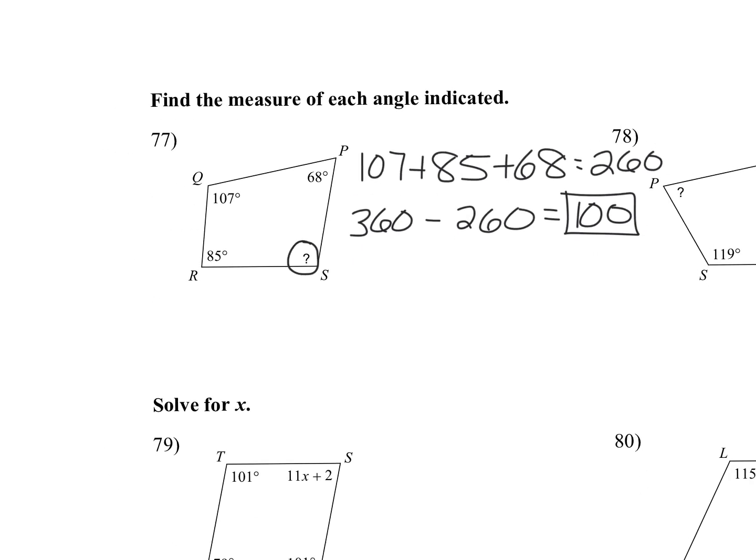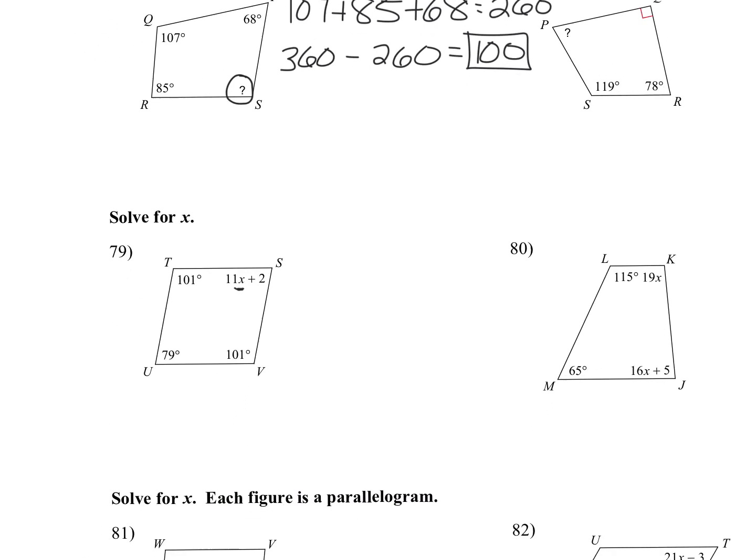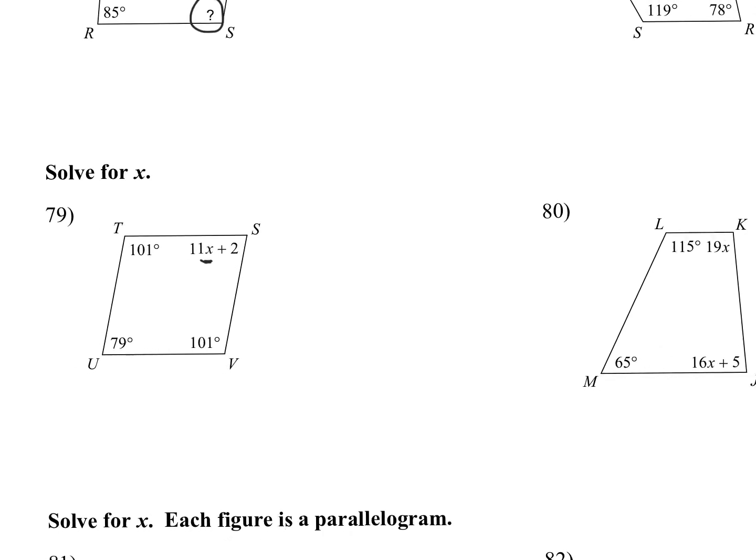Okay. Looking at 79, is that concept any different? No. What's the only difference? They all just equal it. And so like this, we have an x in there. We have to solve for x. So how do we set it up? Add it all up, equal it to 360.